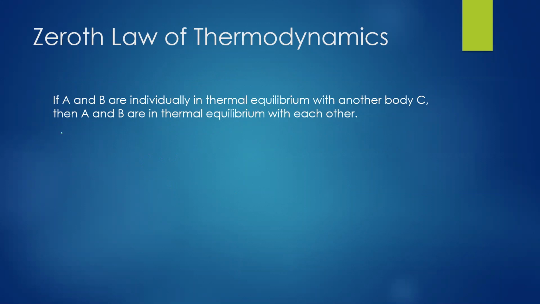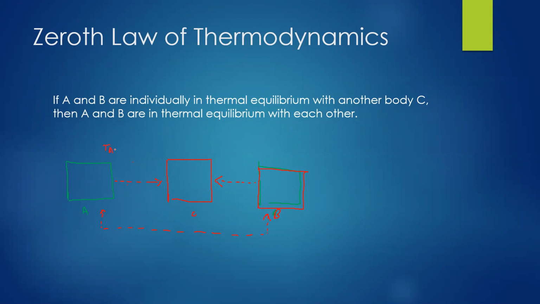The zeroth law states that if A and B are two individual bodies, let's say I have a body A and another individual body B. Now, let's say A is individually in thermal equilibrium with the body C, and at the same time, B is individually in thermal equilibrium with the body C. So the zeroth law implies that A and B are also in thermal equilibrium with each other.